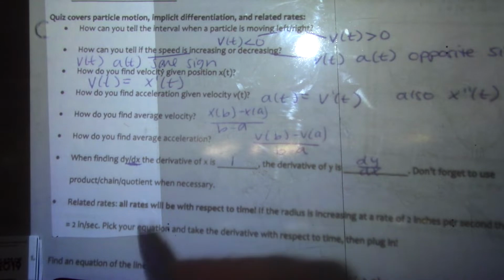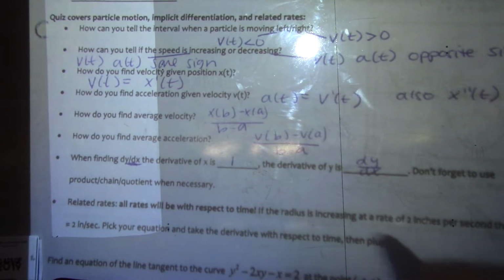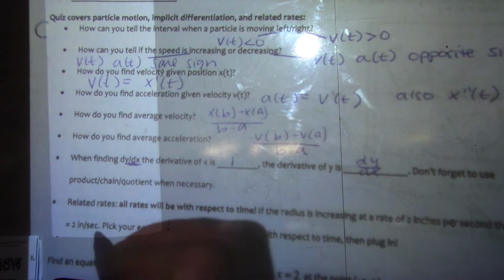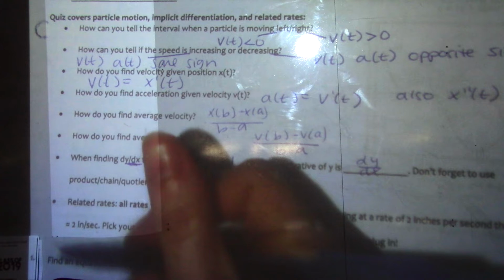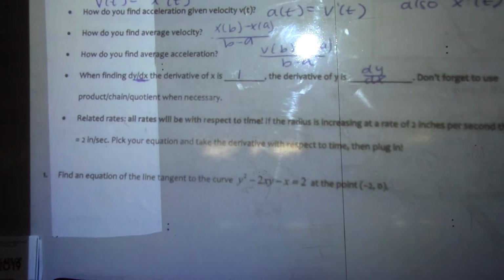Related rates are all going to be dt's, so they relate with respect to time. So if the radius is increasing at 2 inches per second, that's dr/dt is positive 2. And then you pick your equation and take the derivative of the equation with respect to time.